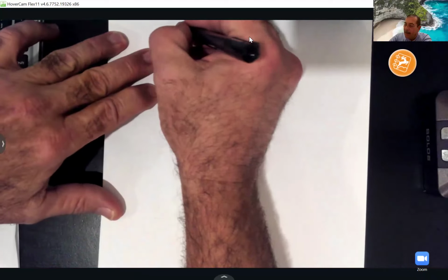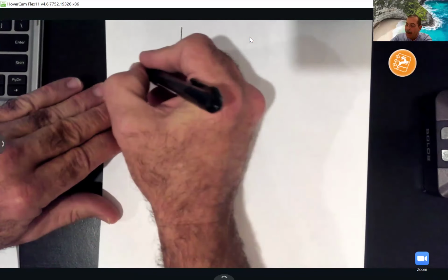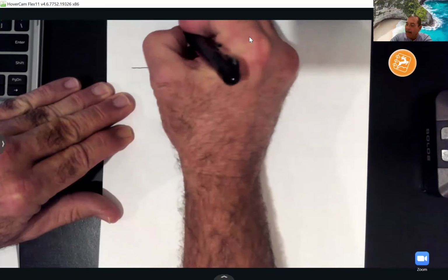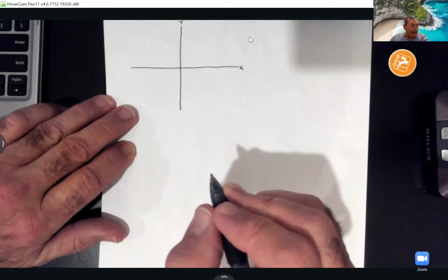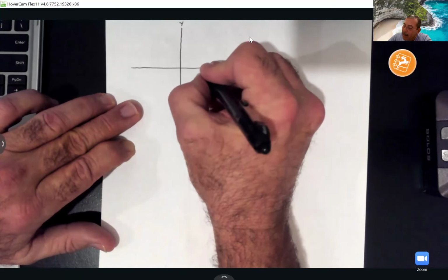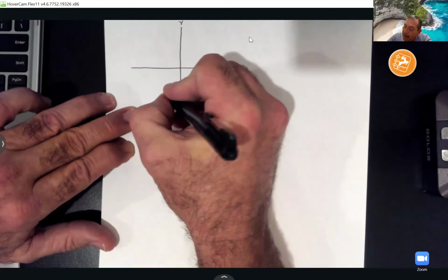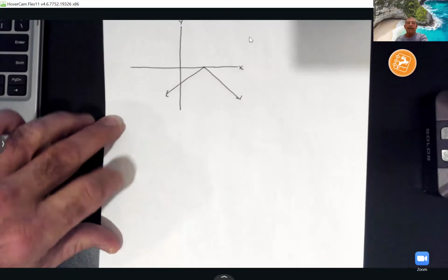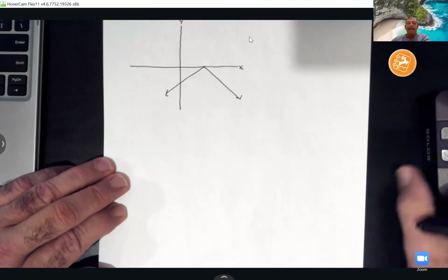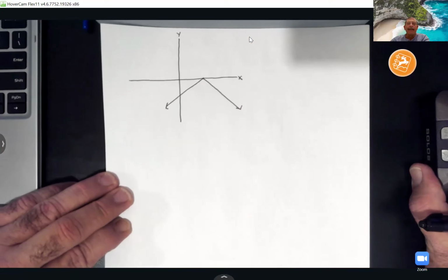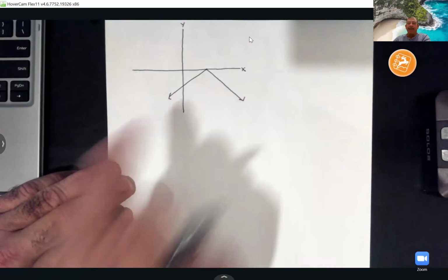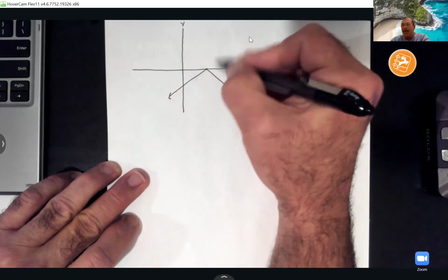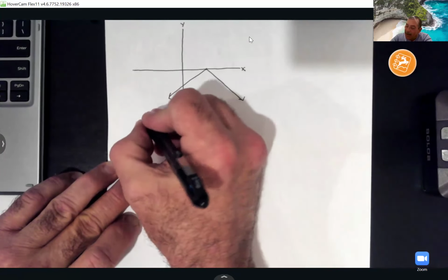All righty. What about something like that? Is that a function? Yes. Yes. Yeah, y'all, because like I said, vertical lines, no matter where you draw them, it's going to only intersect it once.